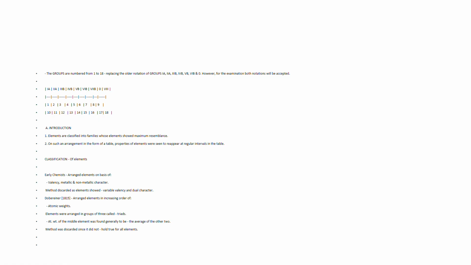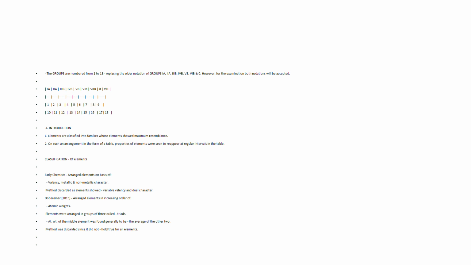In the book, there are given only 5 persons who tried to arrange these elements. So, first, early chemists arranged all the elements on the basis of valency, metallic and non-metallic character. So we do not have much information about this topic, but if we move ahead, first we'll go with Doberiner, who arranged these in the order called triads.